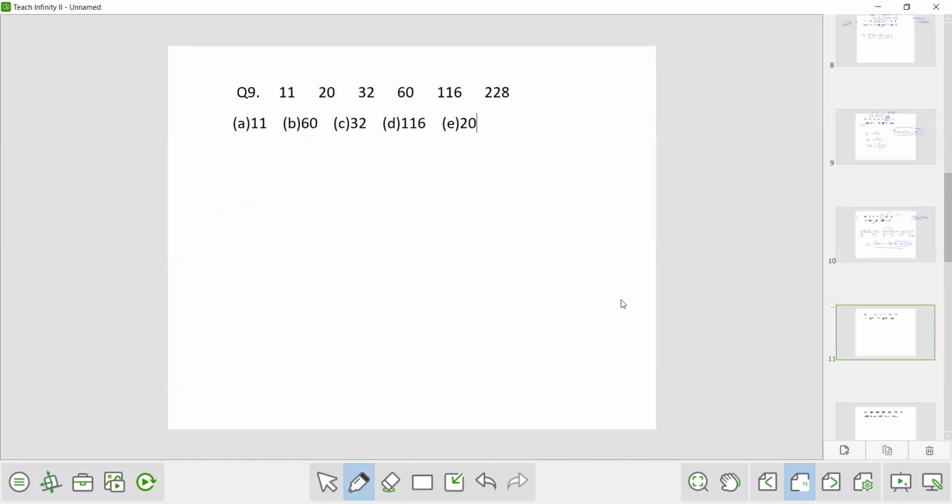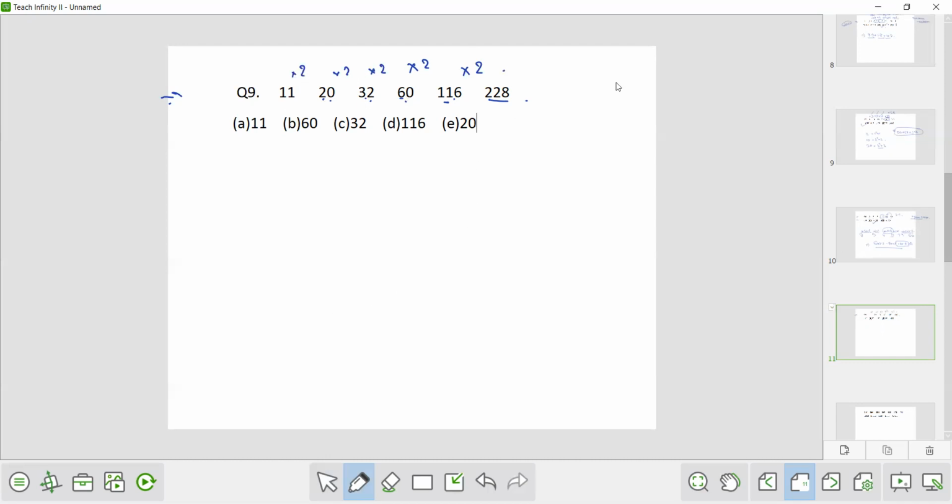Then question number 9. 11, 20, 32, 60, 116, 228. Now again, you will analyze the series here, the slope here. Looking at this number and this number, it seems to be near to 2 times. Again, 60 and 116 is also near to 2 times. 32 and 60, also near to 2 times. 20 and 32 near to 2 times. 11 and 20, near to 2 times.